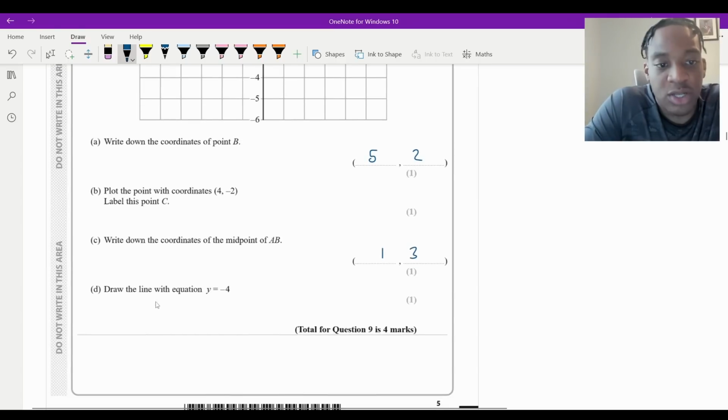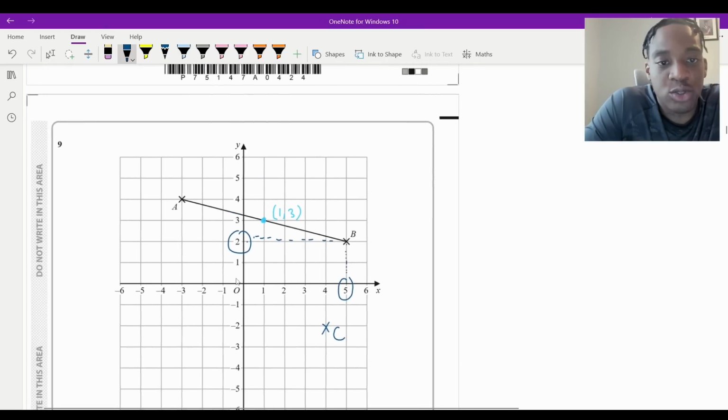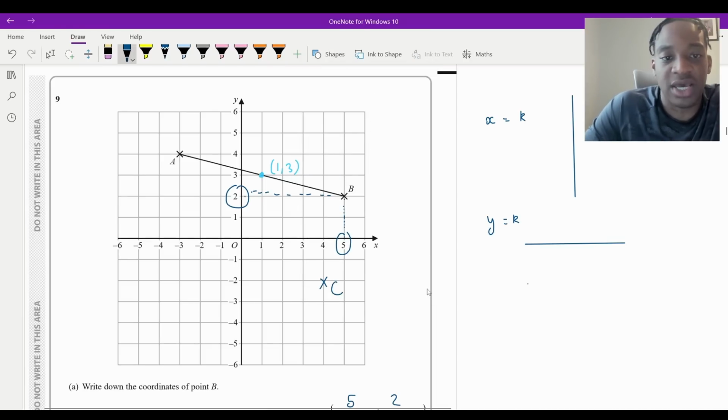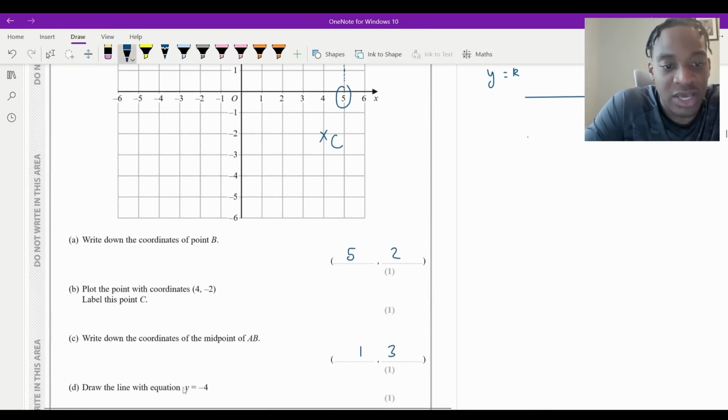Now, part D says we need to draw the line y equals -4. Whenever they ask you to draw a line, I'll give you two things here. If they ask you to draw x equals k, this is just a vertical line through that point on the x-axis. And if they ask you to draw y equals k, this is just a horizontal line through that point on the y-axis. In our case, they've asked us to draw the line y equals -4.